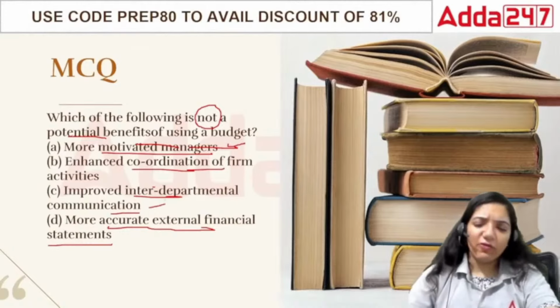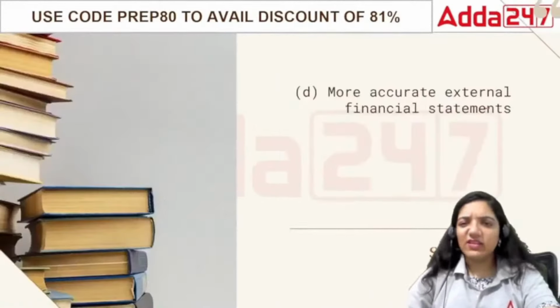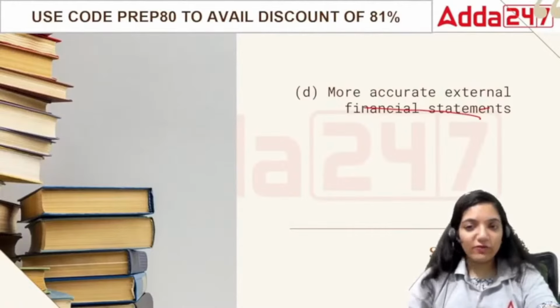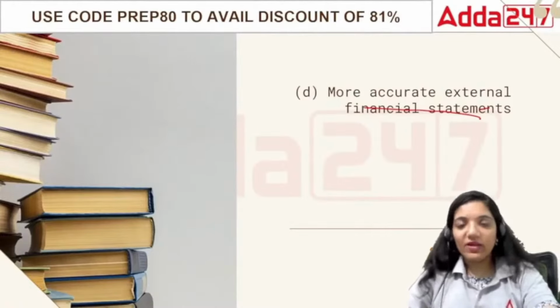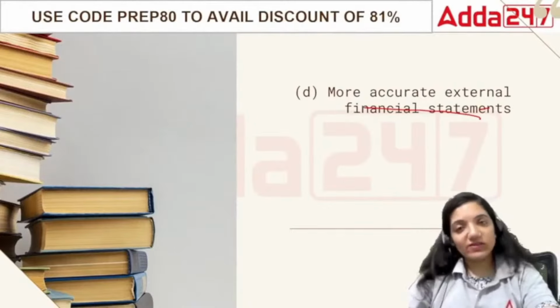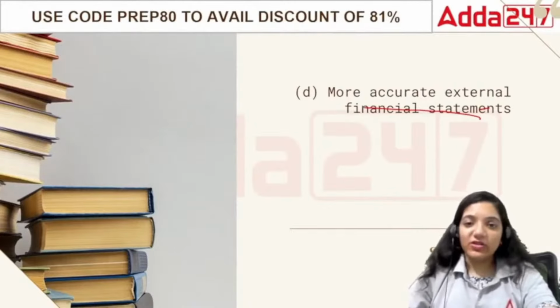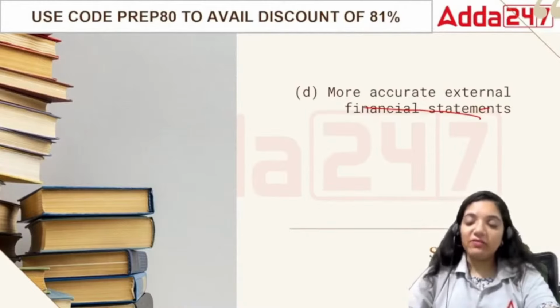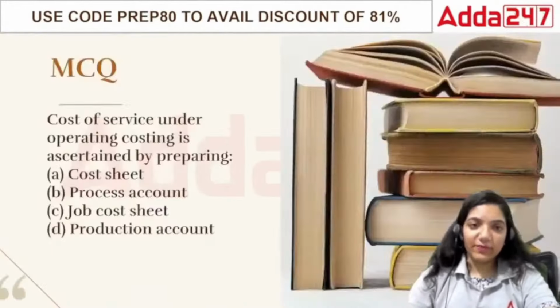If I really have to look at it, the correct answer is D. There is nothing in terms of more accurate financial statements. Knowing the budget doesn't really make a difference. Knowing a budget will help you to understand your future and remove uncertainty. It will never make your external financial statements more accurate, because budget and actuals can sometimes vary a lot. So we can never say that just because we are making a budget, we are good at the final balance sheet. No, there's nothing of that sort.